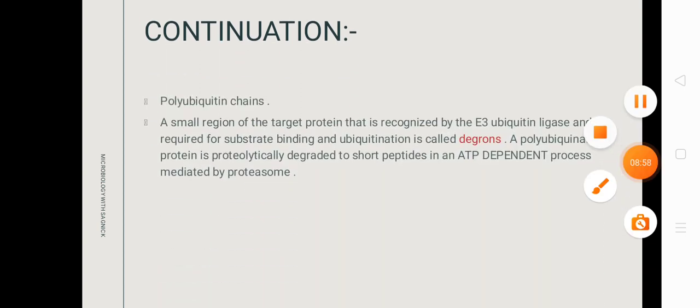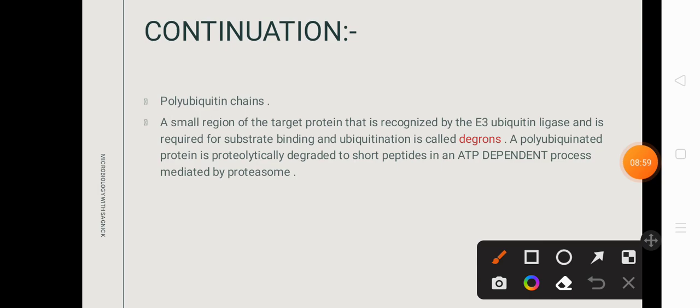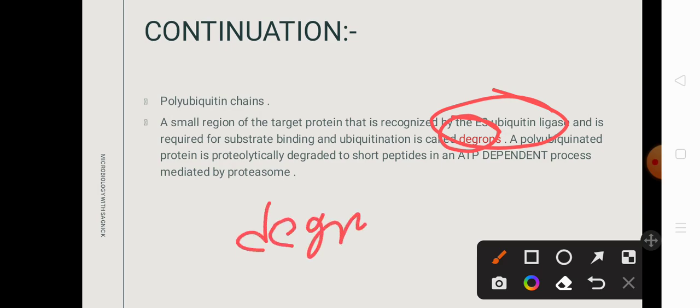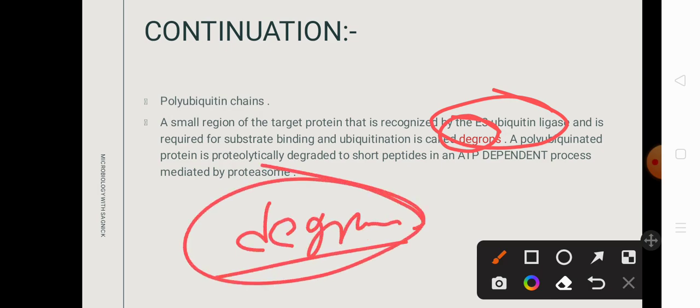there is a small region in the target protein which is recognized by E3 ubiquitin ligase, and this is important for substrate binding and also ubiquitination. This is degrons. Okay, these degrons are necessary so that the E3 ubiquitin ligase can recognize the target protein.